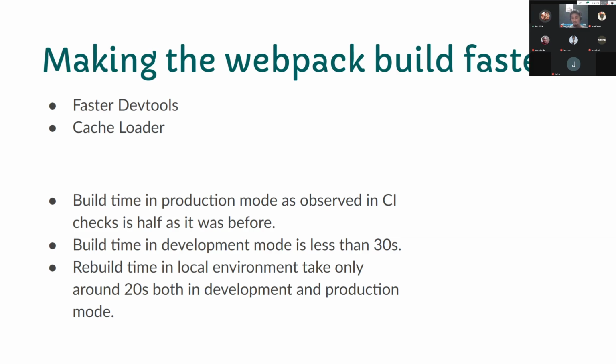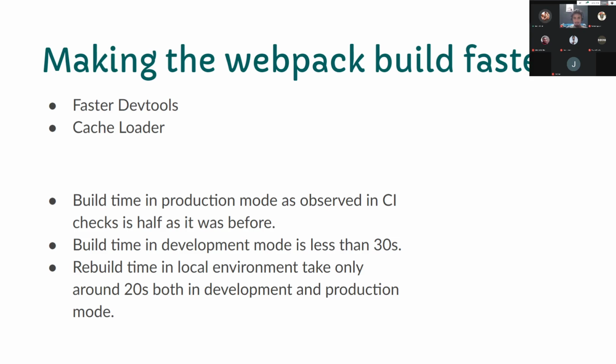So making the Webpack build faster. These are the two main changes that were done by me: faster DevTools and a cache loader. So faster DevTools help to build the project without using source maps. Source maps are the things that tell the exact cause of the errors that are caused in the console, because finally the build is a bundle. So source maps help us to debug the errors and tell exactly which file caused that error. So obviously this cost a lot of time for Webpack to build the source maps.